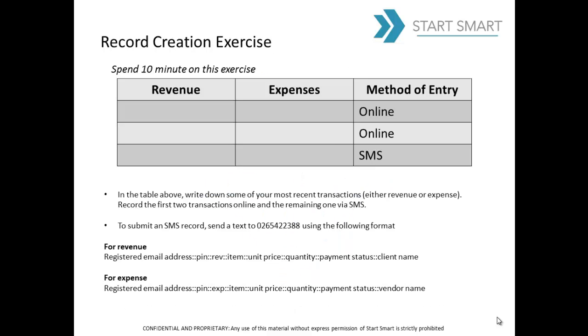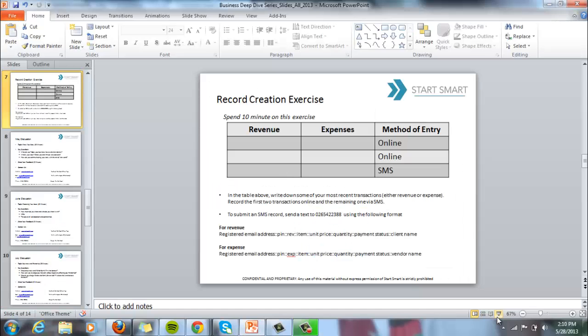Now moving on to the record creation exercise. So this is the exciting part. This is where you get to go forward and create your Start Smart accounts and begin creating records on your own. So we're going to do some records online, which is our main form of entry, and then we're going to do them via SMS as well to give you a feel for how that works. So if you'll give me a moment to switch to my browser.